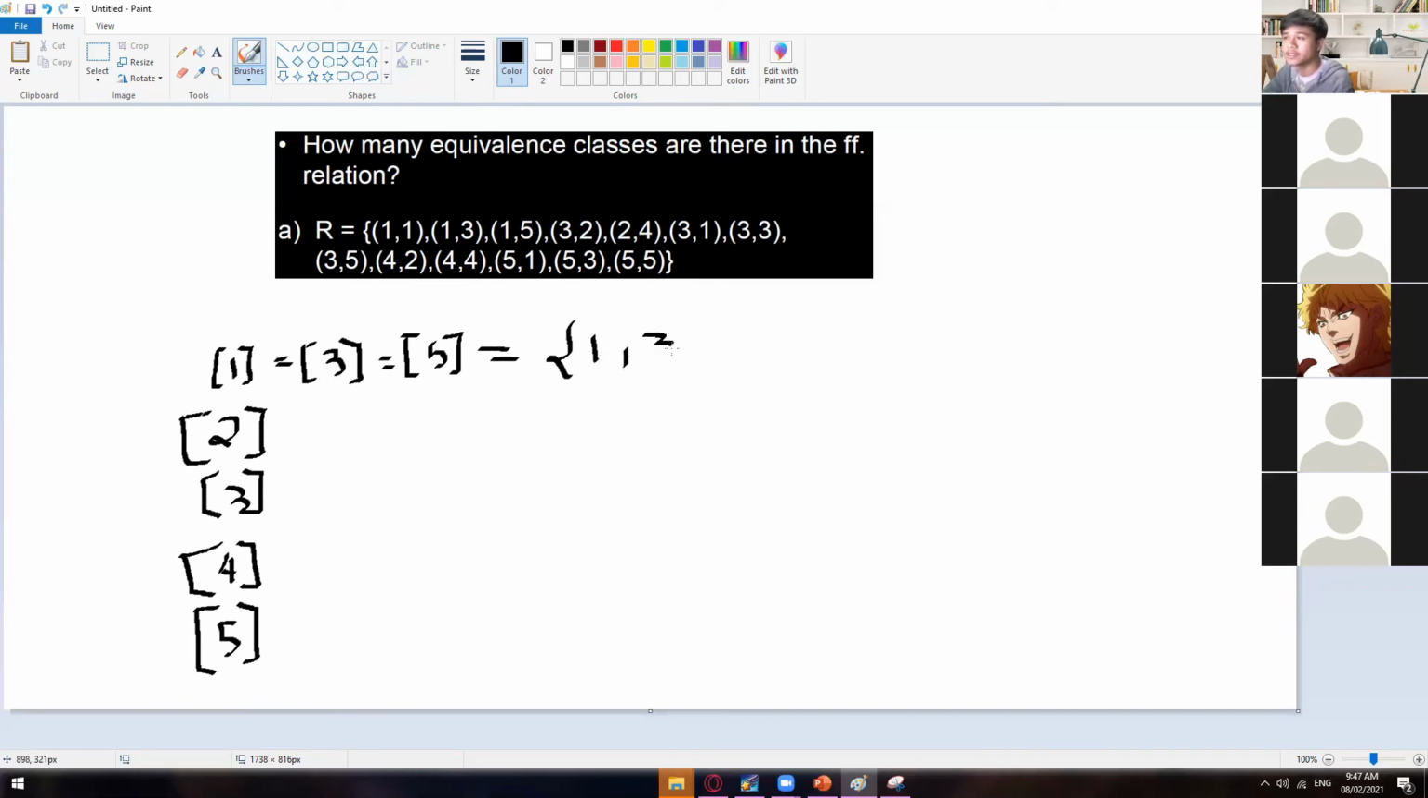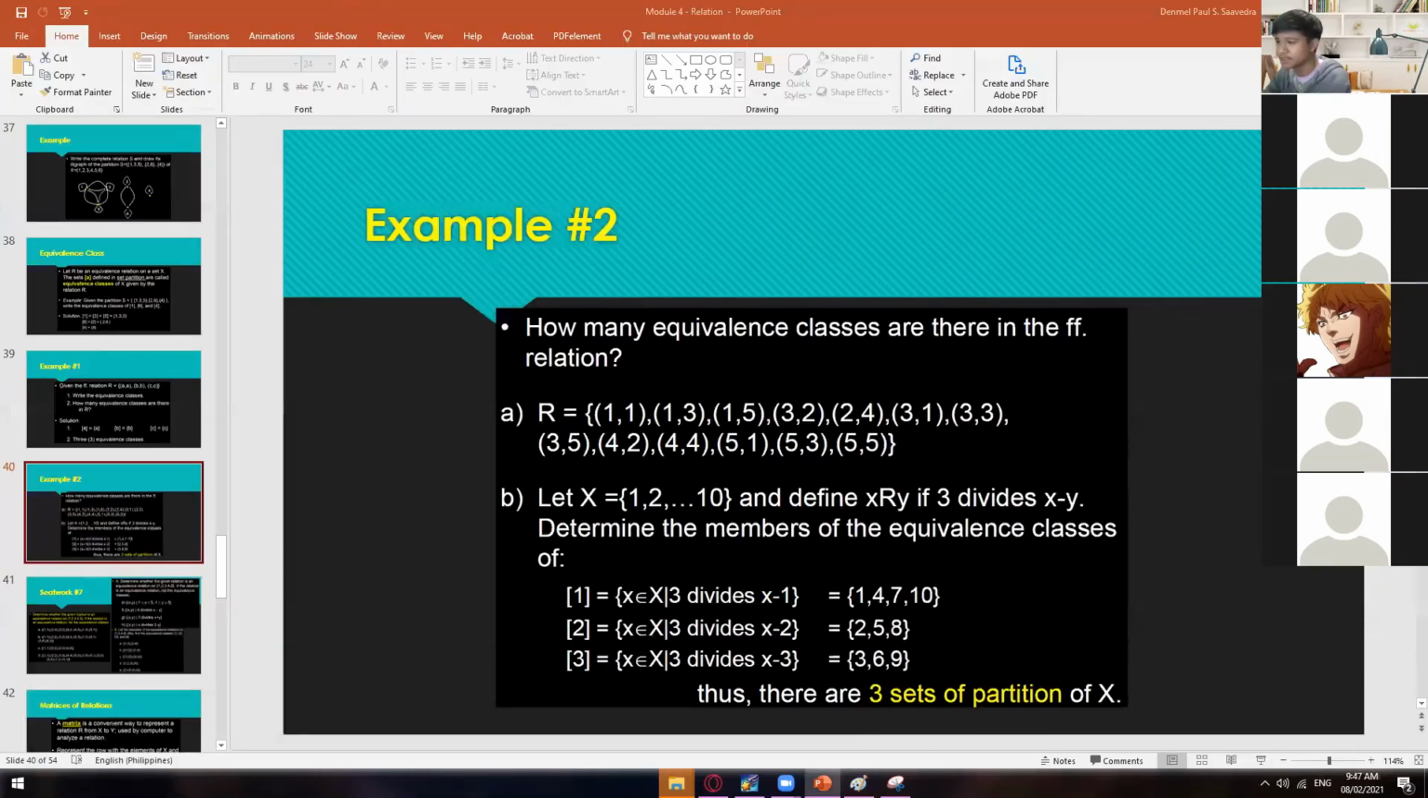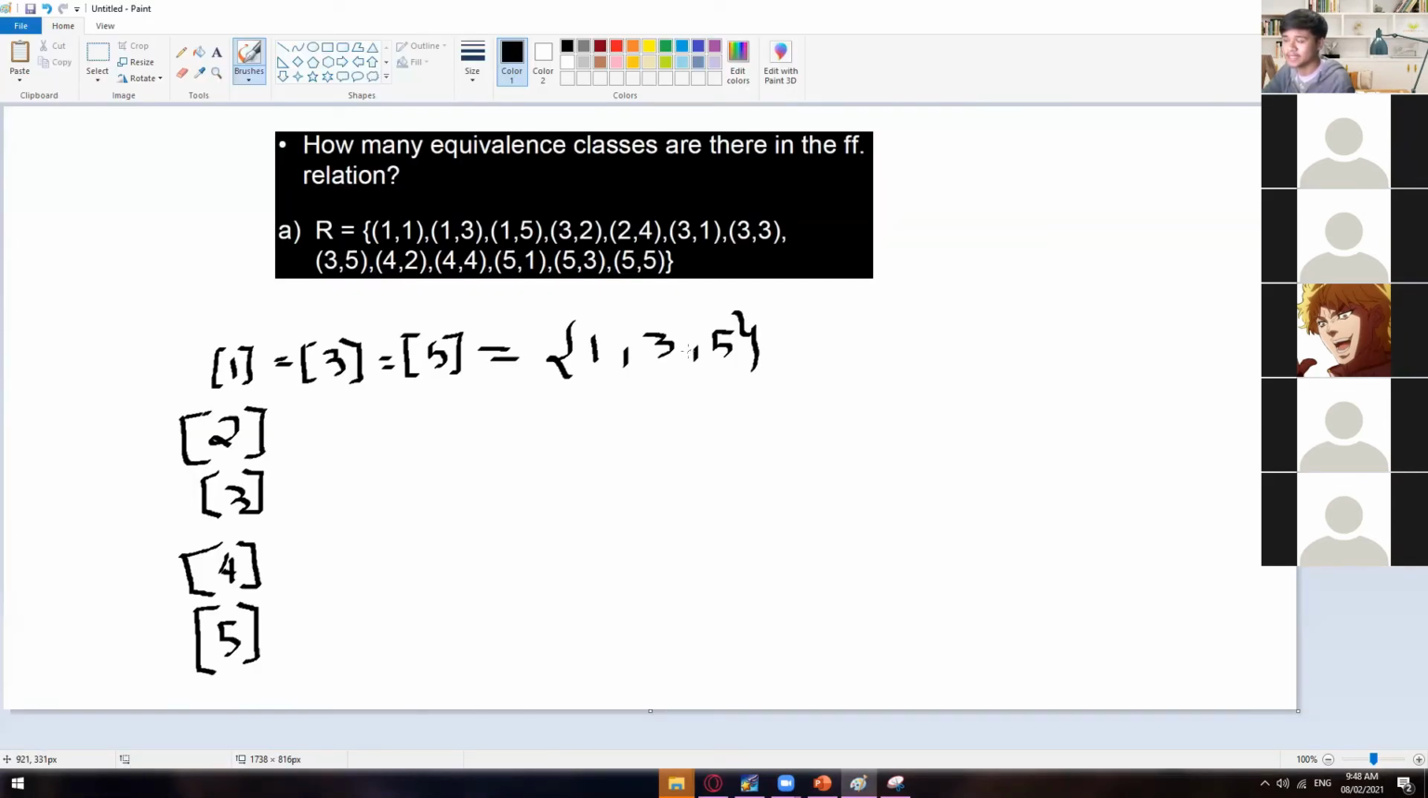So as you can see right here, this is already one class, having the elements 1, 3, and then 5. Did I use the correct bracket? Yeah, it's a curly bracket. All right. So this is already one class, 1, 3, and 5, because we have just found out that the classmates of 1 are 3 and then 5. So they are just under one class.